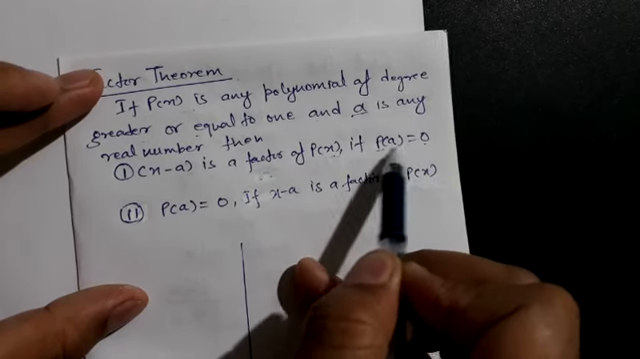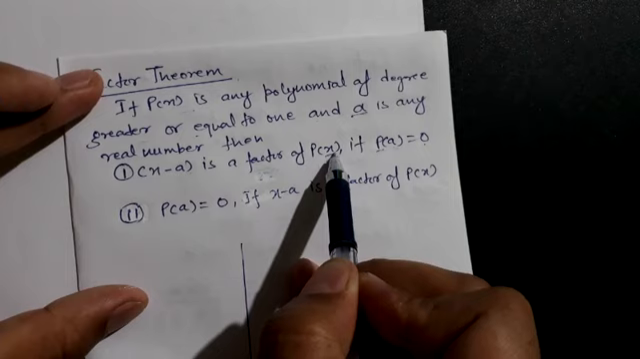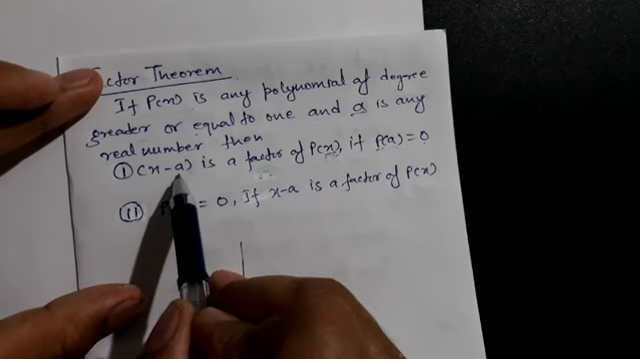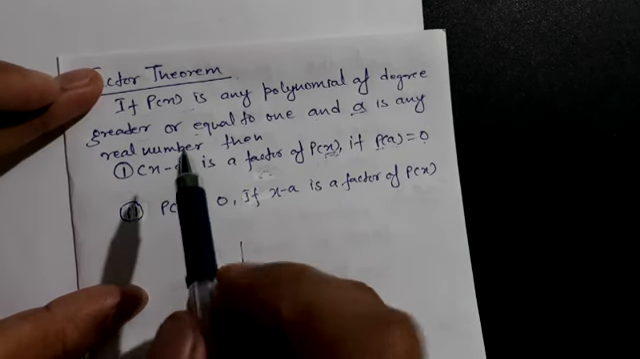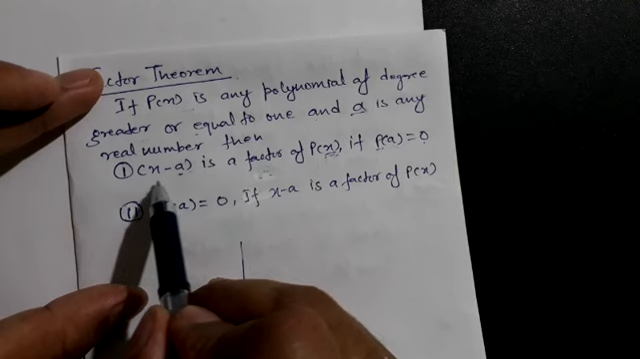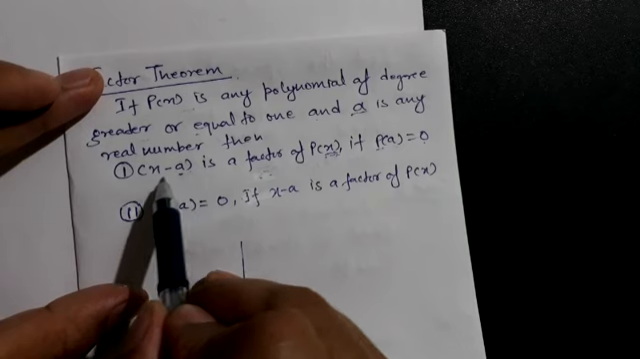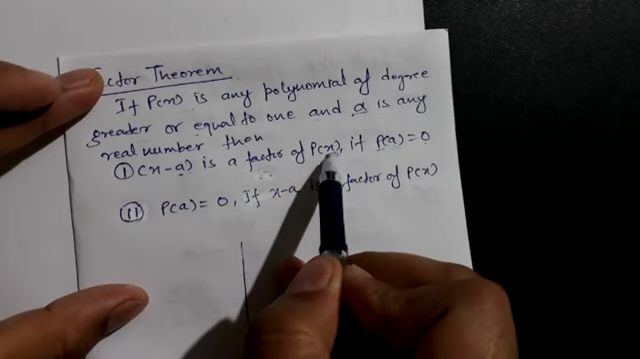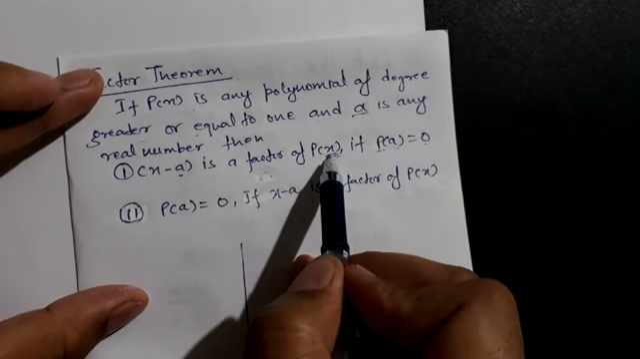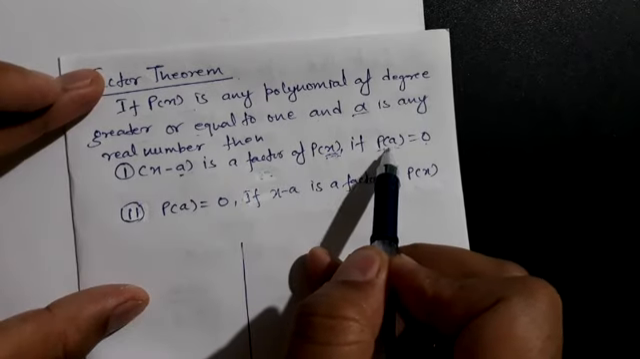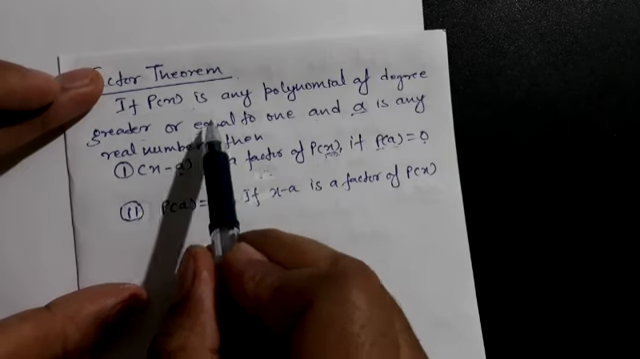And what is the meaning of p of a? P of a means in this polynomial p of x, in place of x we are going to substitute a. This x we are going to substitute by a, or in place of x we will put a. Getting this or not? Again I am going to repeat it. This linear polynomial x minus a will be a factor of the given polynomial p of x if p of a is equal to 0. It means in this polynomial in place of x we substitute a, and after substituting a, if the value of the expression is 0, then in that case x minus a will be a factor of this polynomial.